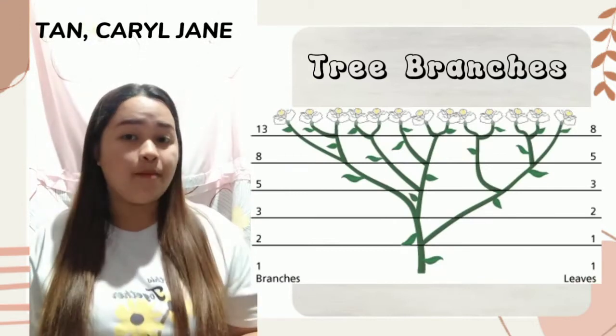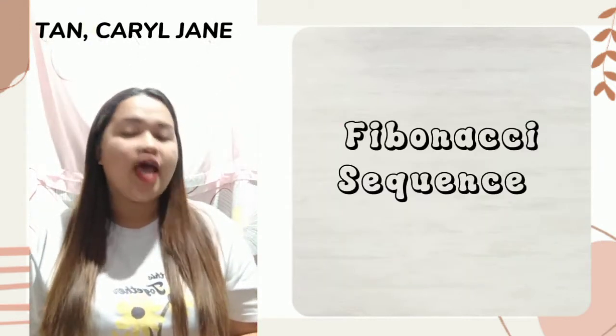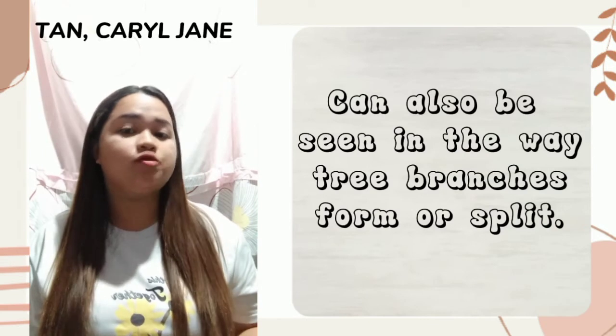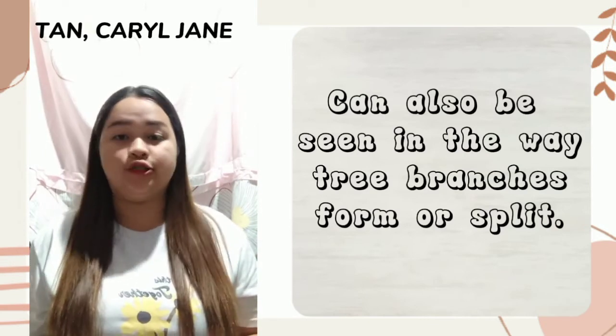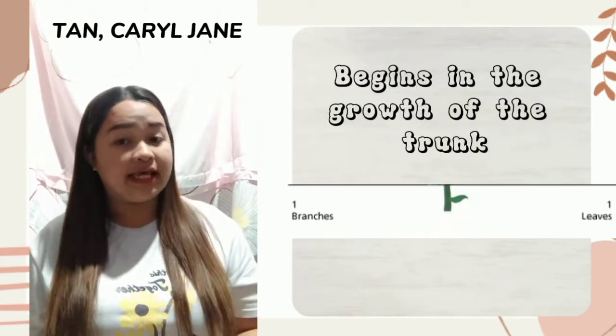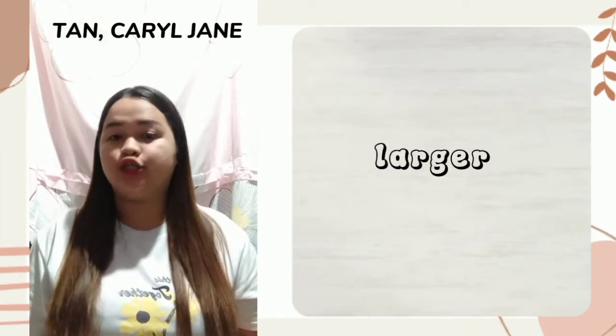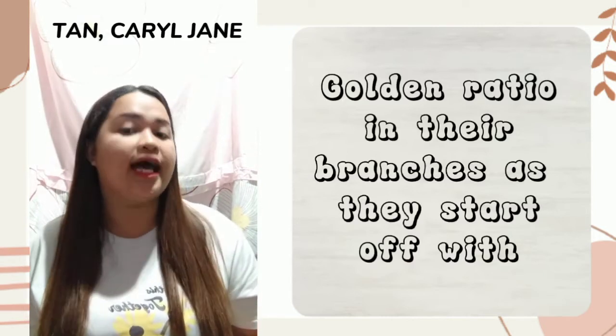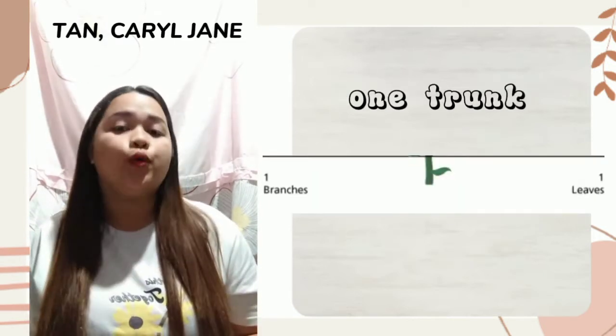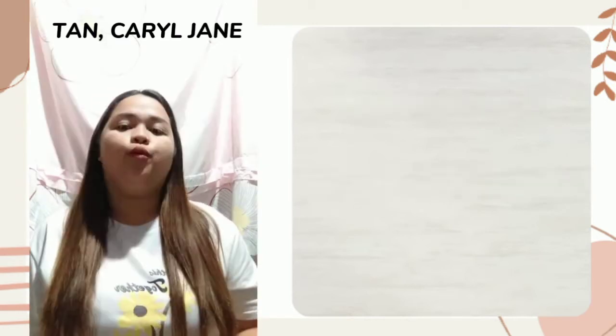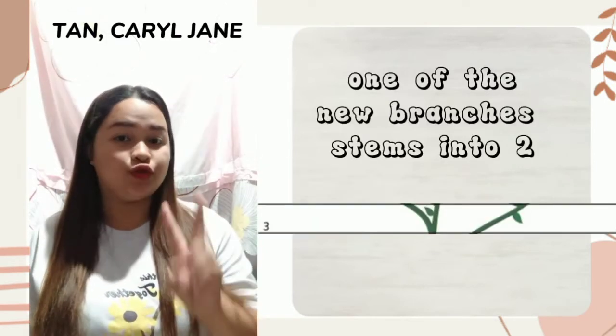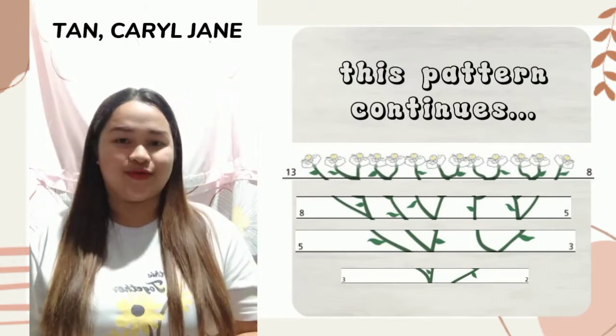For continuation, tree branches are also one of the examples of the Fibonacci sequence. The Fibonacci sequence can also be seen in the way tree branches form or split. The Fibonacci begins in the growth of the trunk and then spirals outward as the tree gets larger and taller. We also see the golden ratio in their branches, as they start off with one trunk which splits into two. Then one of the new branches stems into two, and this pattern continues.